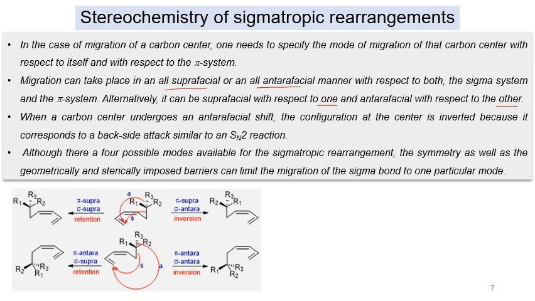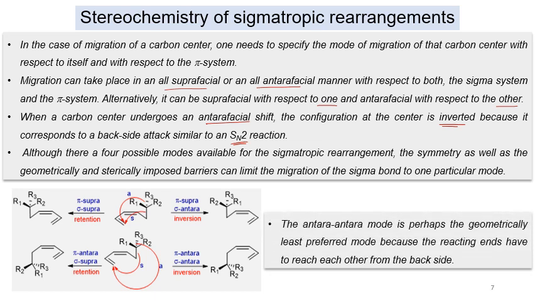So when a carbon center undergoes an antarafacial shift, the configuration at the center is inverted necessarily because it is something like a backside attack similar to the SN2 reaction. We'll see what this means.